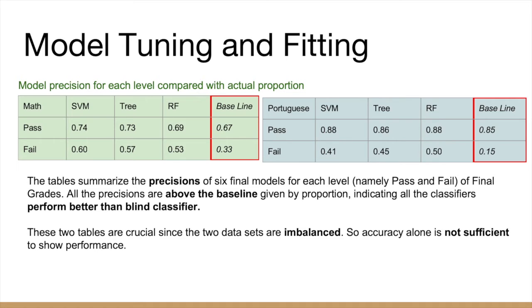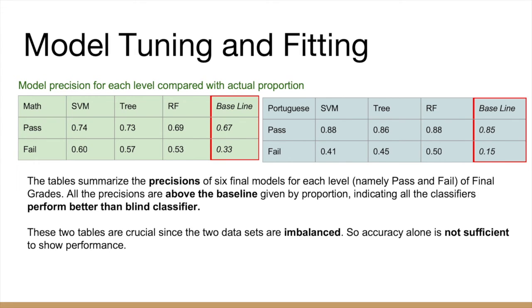And as we can tell from the table, even the worst performance by random forest has a precision of 0.69, and the classifier is still doing better than blind classifying. So according to the two tables, all the precisions of the models are above the baseline, and these two tables are crucial since the two data sets are imbalanced, and accuracy, as will be covered in the next slide, is not sufficient to show the performance of the classifiers.